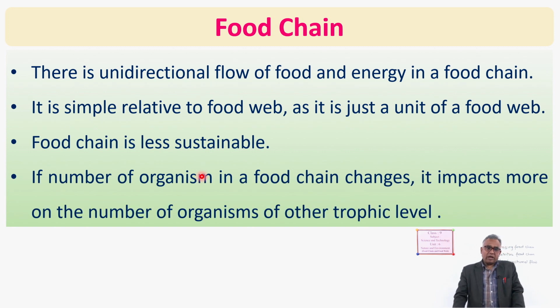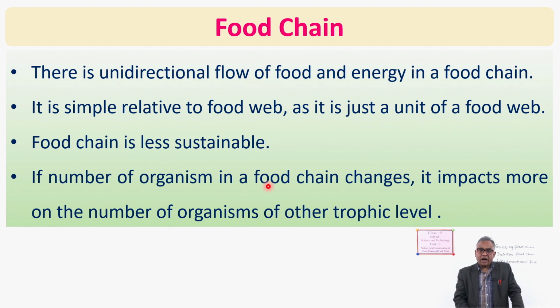If the number of organisms in a food chain changes, it impacts the number of organisms of other trophic levels. So these two points are very closely related. Because of this reason, we use the sentence that the food chain is less sustainable.